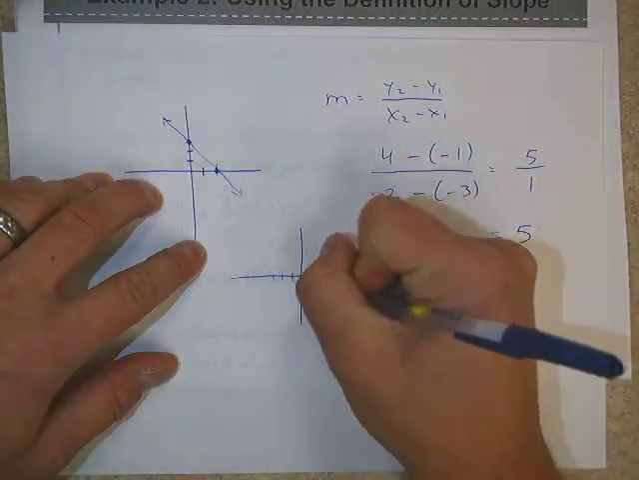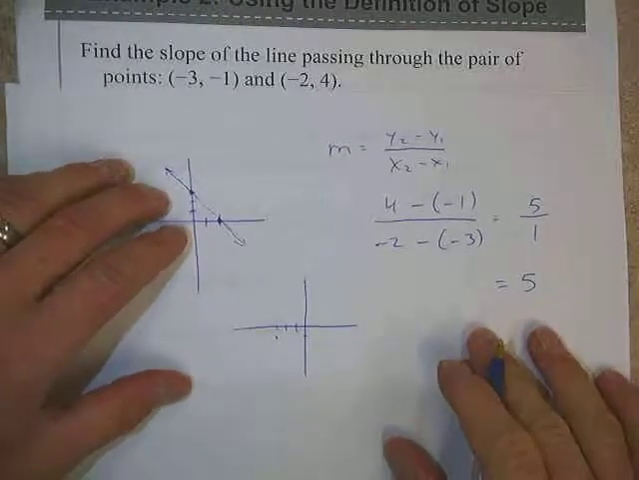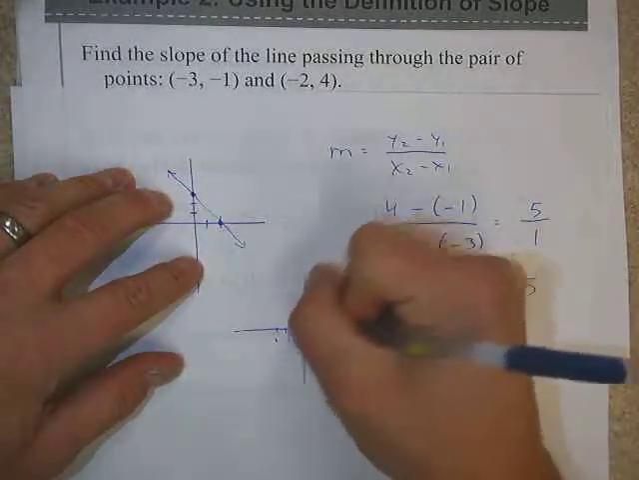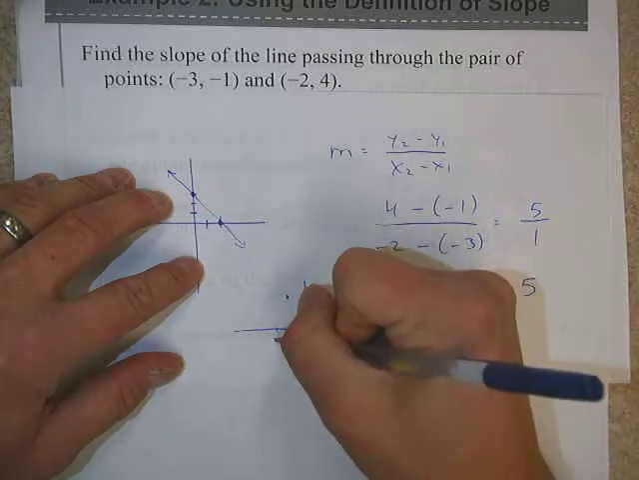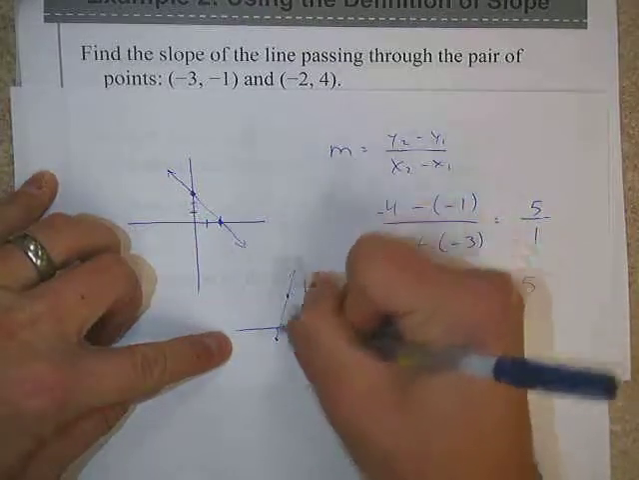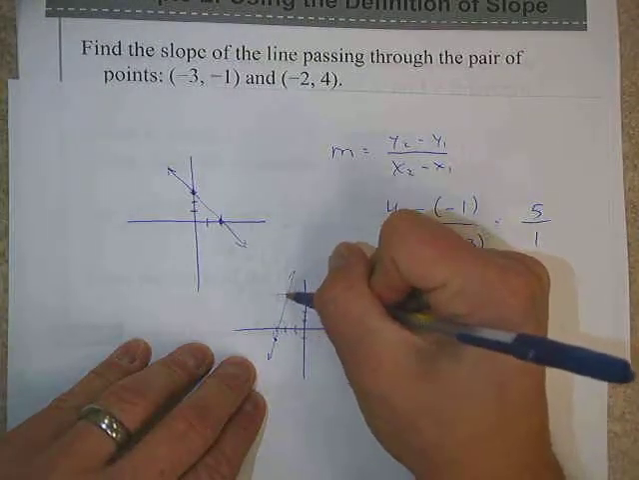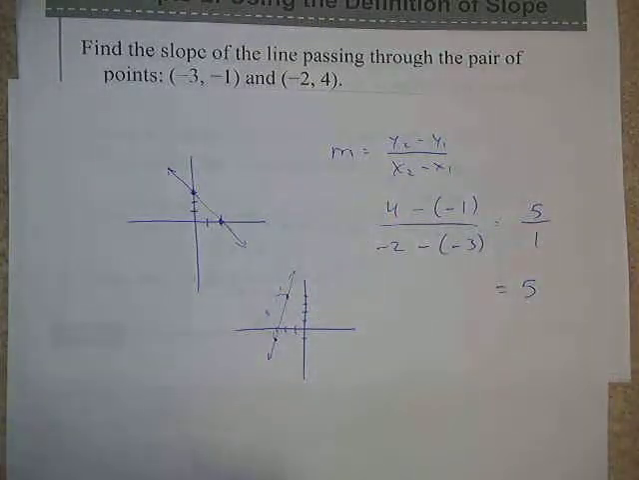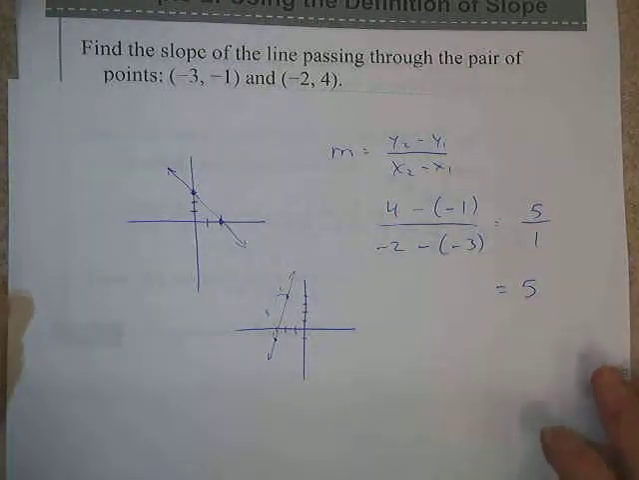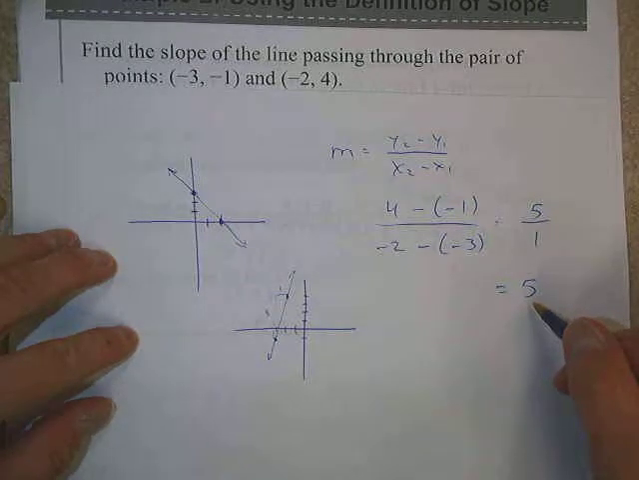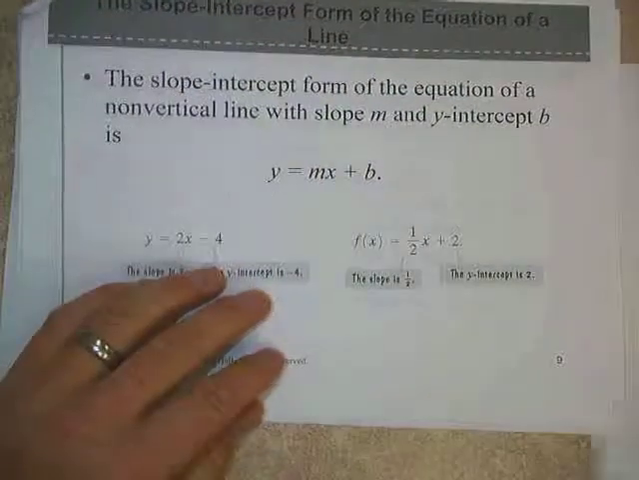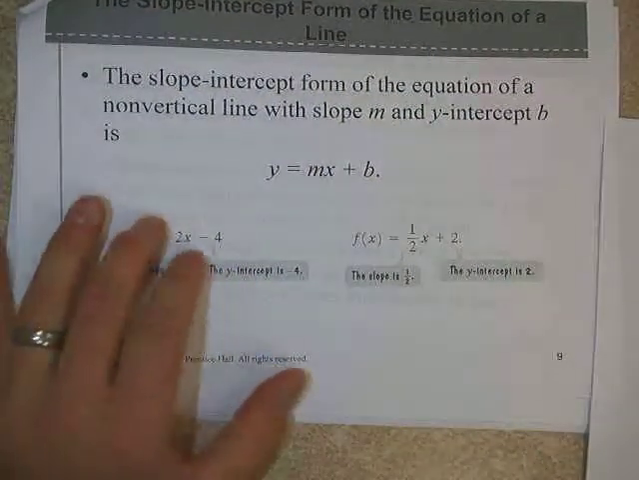So if we were to draw those 2 points on our coordinate plane, which I will do now, negative 3, negative 1, and then negative 2, 4, would be right there. If we were to draw the line that connects those two, it would have a slope of 5, because notice that it would rise 5 and run 1. So that illustrates the value of that slope in rise over run terms. Because again, 5 as a whole number, as a fraction, would be 5 over 1.